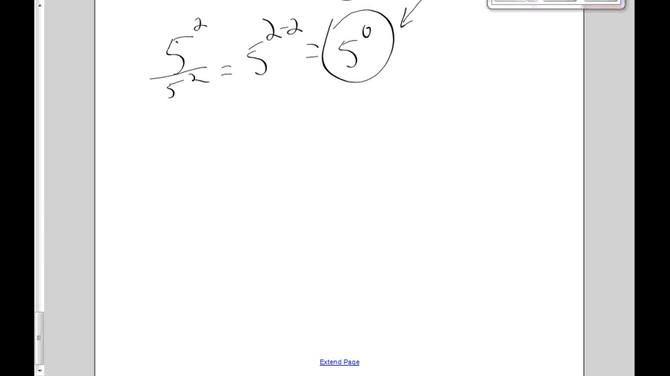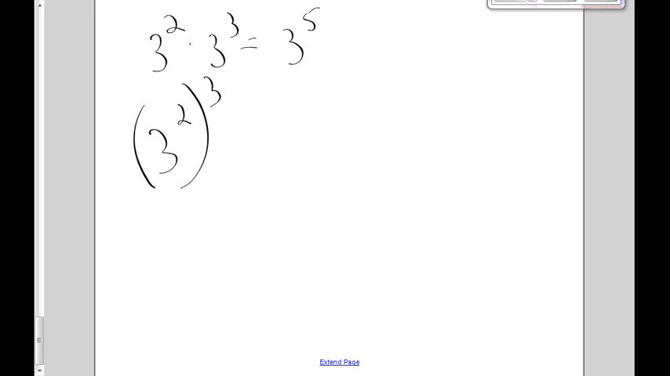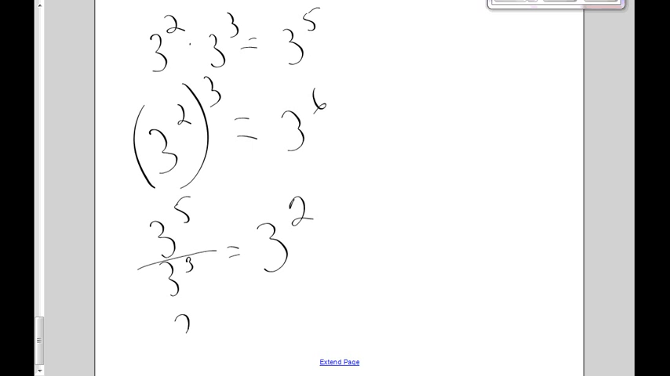So, let's recap. 3 squared times 3 to the third: when you multiply powers of the same base, we can add their exponents. 3 squared all to the third: when we have powers of powers, we can multiply their exponents. 3 to the 5 divided by 3 to the third: when we divide powers, we can subtract their exponents. And any number to the 0 power equals 1.